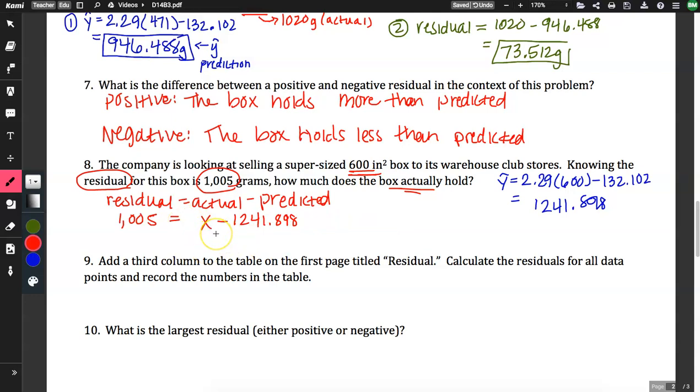Okay, so it's kind of like working backwards here. Instead of calculating the residual, I know the residual and I'm looking for the other pieces. So I would add 1,241 to both sides. And I get X equals 2,246.898 grams. So this is how much it actually holds based on the residual and the predicted value.